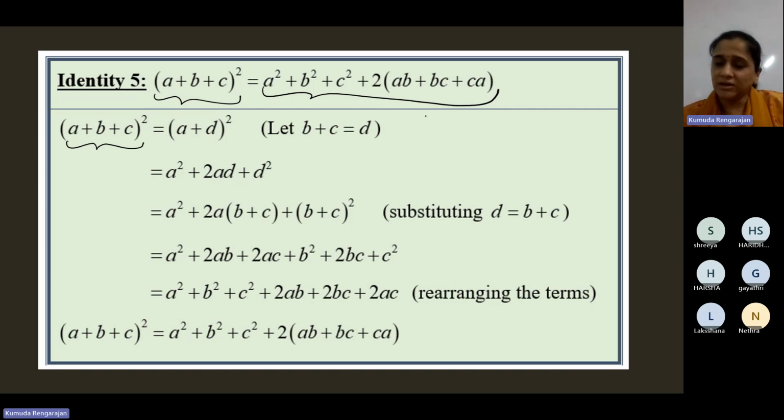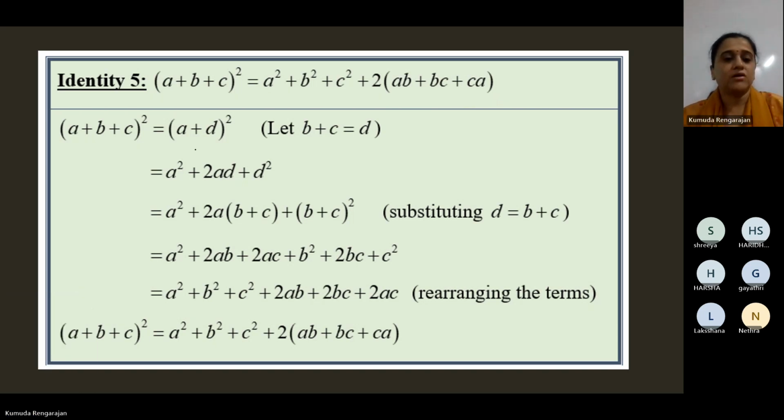So that means if the left hand side is equal to the right hand side, you have derived the algebraic identity. Okay. So a plus b plus c the whole square. Let b plus c be equal to d. So there's nothing but a plus d the whole square.